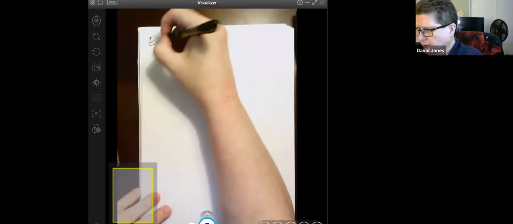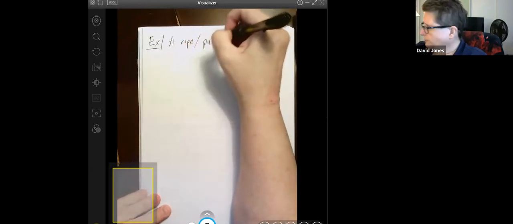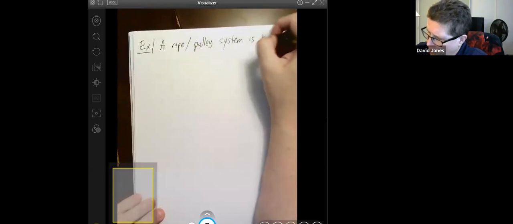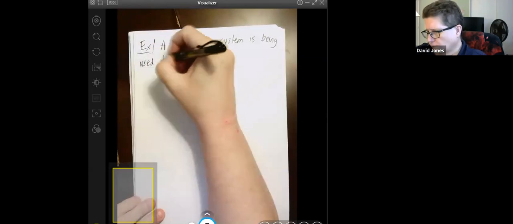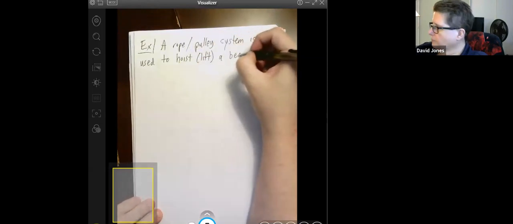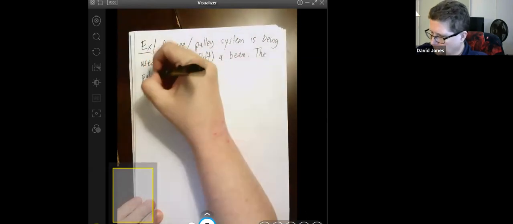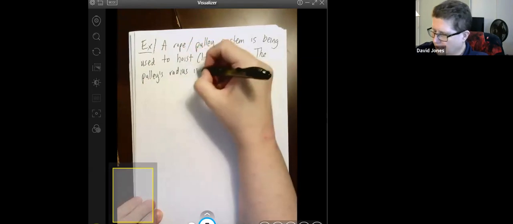So next example, pulley system, engineering and physics. A rope and pulley system is being used to hoist, or lift, a beam. The pulley's radius is a half a foot.